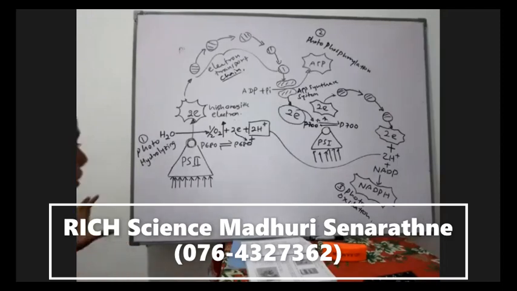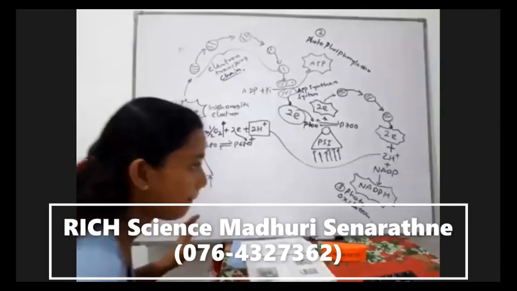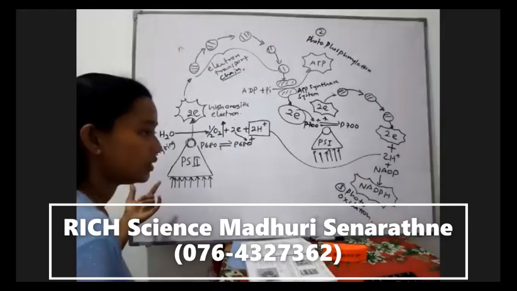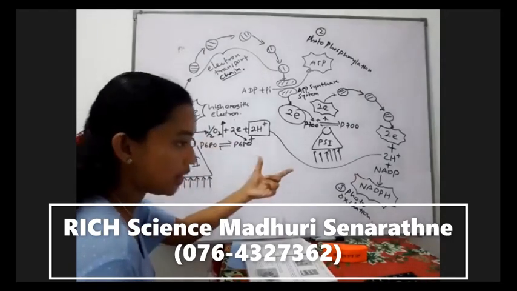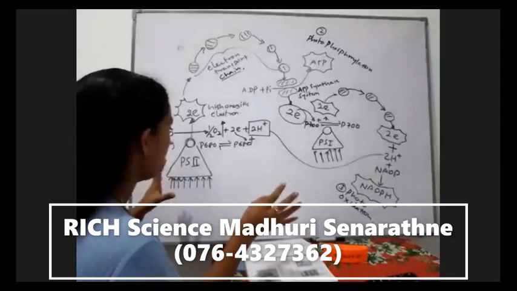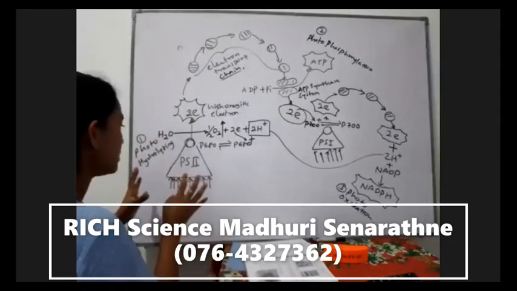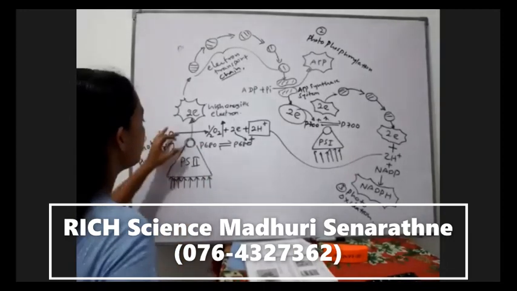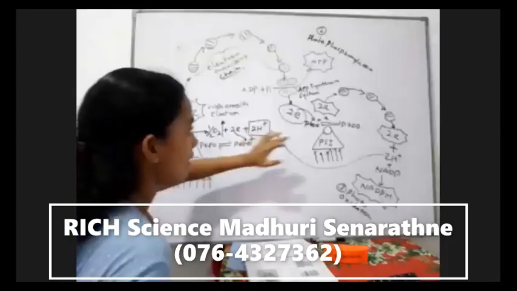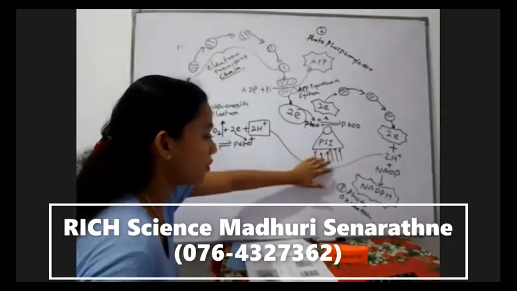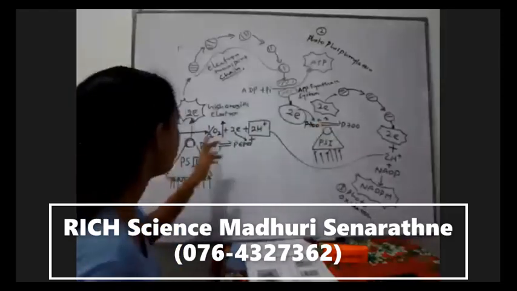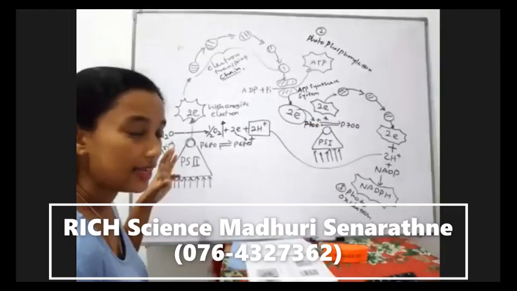Again, ma'am, there are two types of photosystems: PS2 and PS1. As we discussed, both have an active site and an absorptive complex. The active site is a special chlorophyll A molecule.